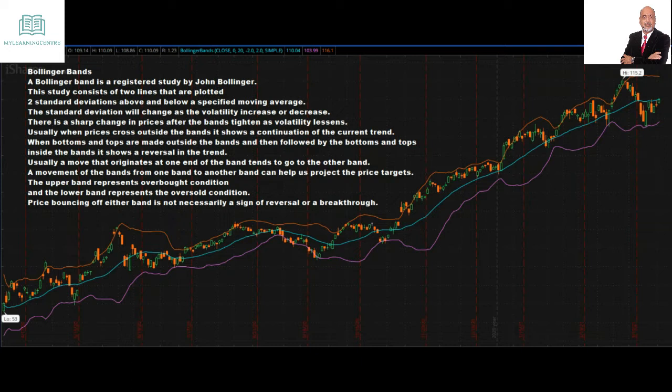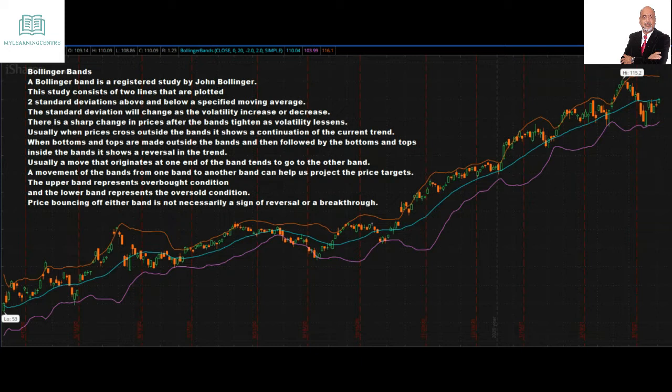When bottoms and tops are made outside the bands and then followed by bottoms and tops inside the bands, it shows a reversal in the trend. Usually, a move that originates at one end of the band tends to go to the other band. A movement from one band to another band can help us project the price targets.